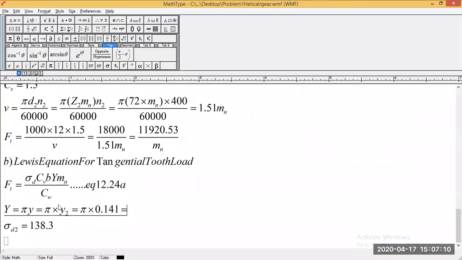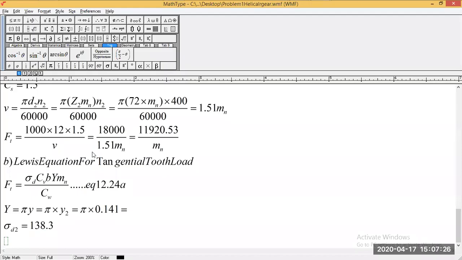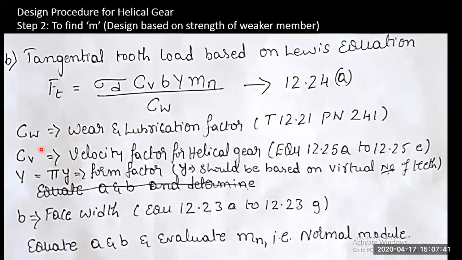Okay, so we'll go back. Cw. Y is given. Only thing is we need to calculate that, and sigma d is known as we are using D2 in this case, and Cw. So let's take this sigma. I will find them one by one according to this flow. Cv, that is the velocity factor. We'll go back to the PPT.